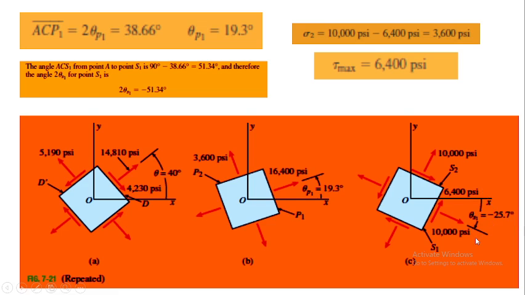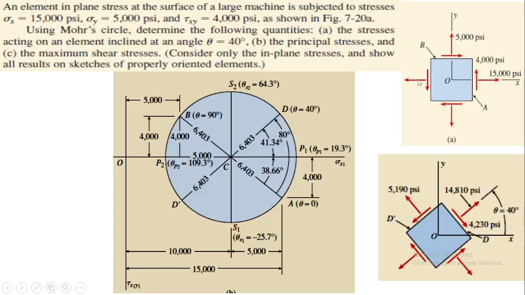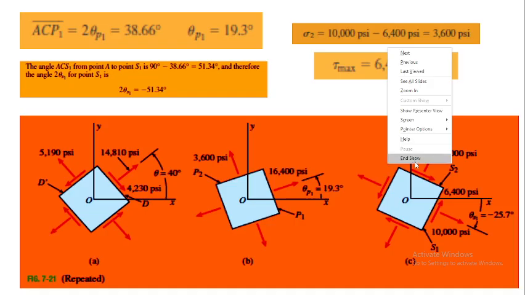Okay, so if you remember, when you were doing it on the Mohr stress circle, the angle from here was 51.4, but on the element it is minus 25.7. Okay, so this is showing you the negative angle because it is clockwise. This is the average stress, 10,000 psi. This is the maximum shear stress, 6,400 psi. And if you look at it, this is anti-clockwise and this is clockwise. Okay, so this is how you basically calculate your angles.